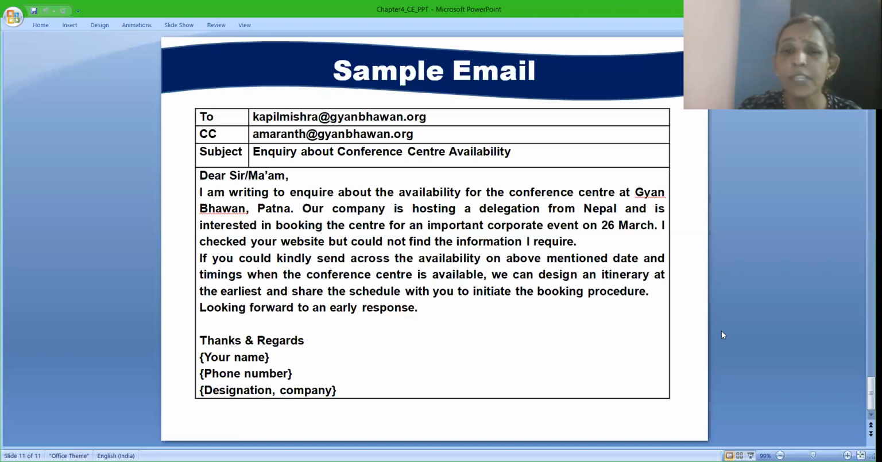When you keep these things in mind, trust me, your email will be read, your email will be effective, and people will appreciate your email writing techniques. So please keep this in your mind, and I believe that you all will apply these common rules in order to write an effective email.